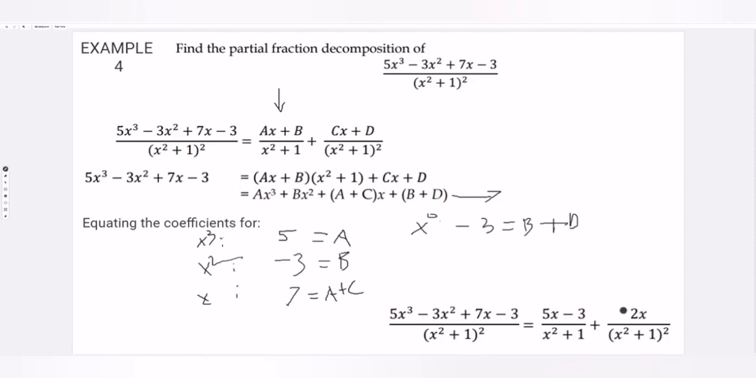Therefore, the final decomposition for this kind of problem is 5x minus 3 over (x squared + 1) plus 2x over (x squared + 1) raised to 2, or squared.